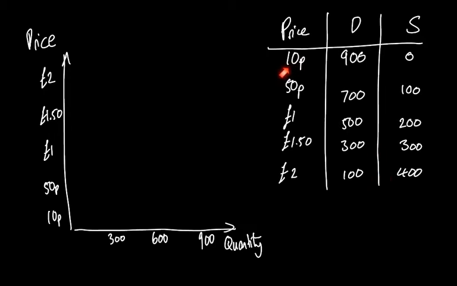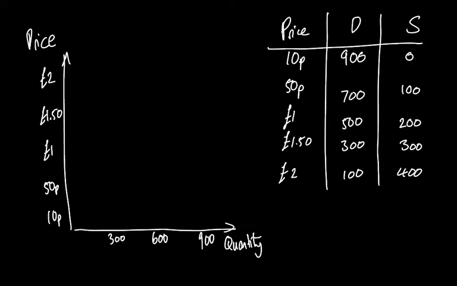So when the price is 10p, as you would expect, there's going to be a very high level of demand. 900 cups of coffee will be bought, or people will be willing to buy 900 cups of coffee at 10p, but no firms are willing to supply cups of coffee at that price. They simply can't make any money.